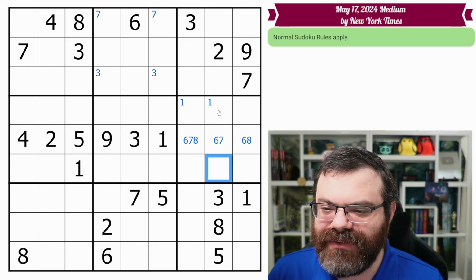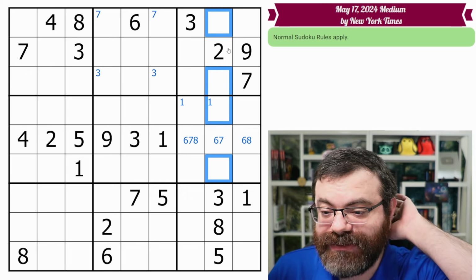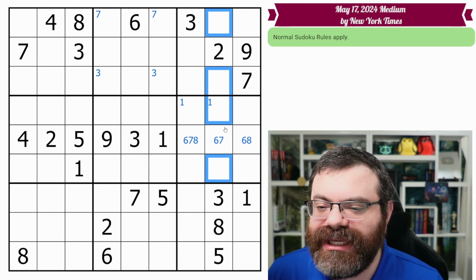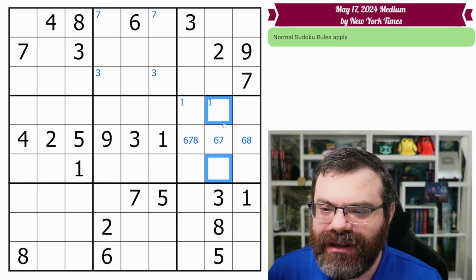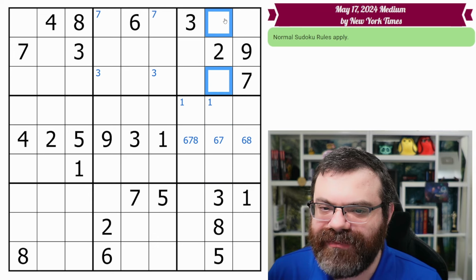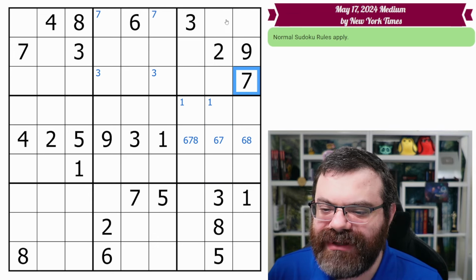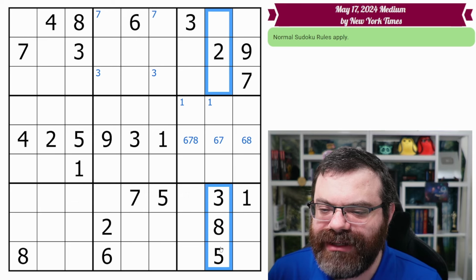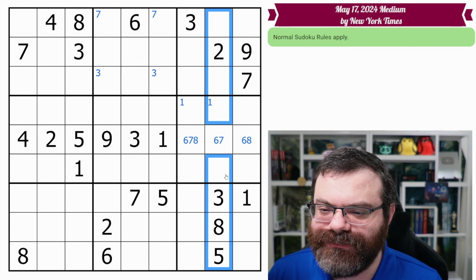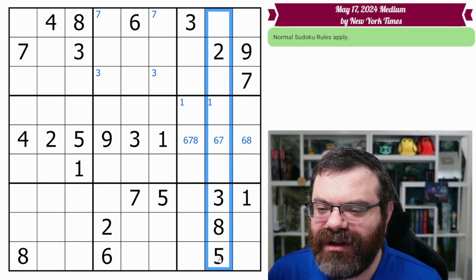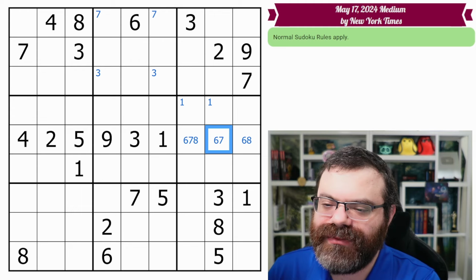In fact, I am noticing something about this column, which I will point out. Remember I said that these two cells couldn't be 6, 7, right? Well, also these cells can't be 7 because we have a 7 here. So 7 can't go in these cells because of this 7. It also just happens to not be down here. And this 6, 7, 8 triple removes 7 from these two cells. So where does the 7 go in this column? And the answer is it can only go here. So we're going to place that 7.